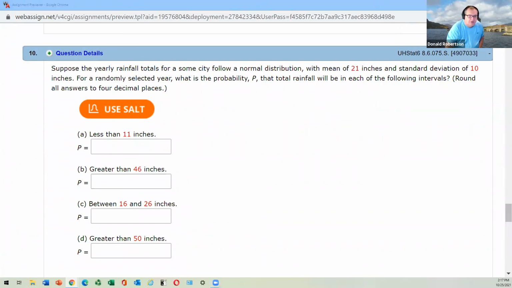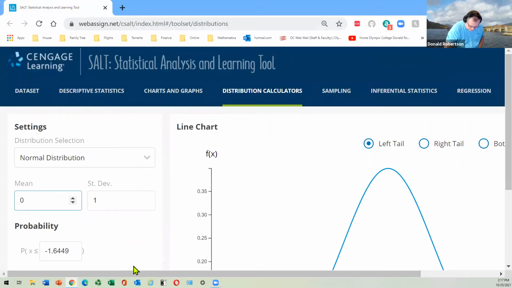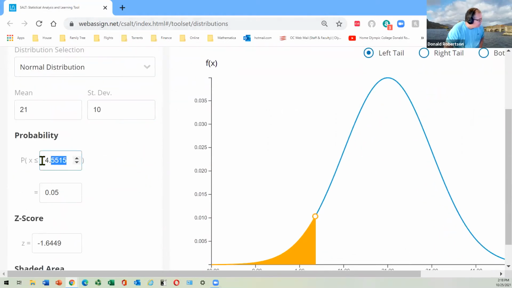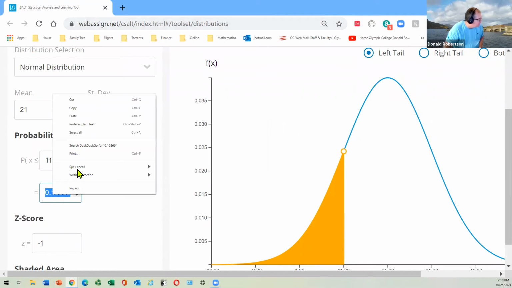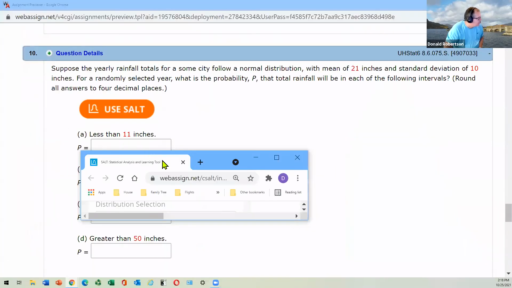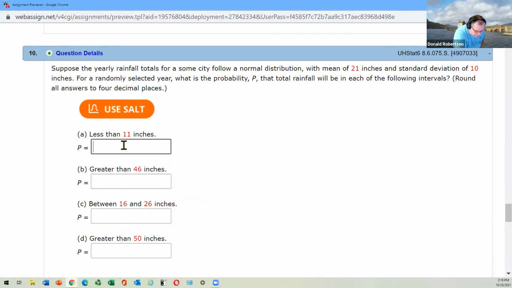So go in here, start with my salt. The mean is 21. Standard deviation is 10. And we want to be less than 11 inches. And so our answer would be that number. If you want between 15 and 26, there we go.